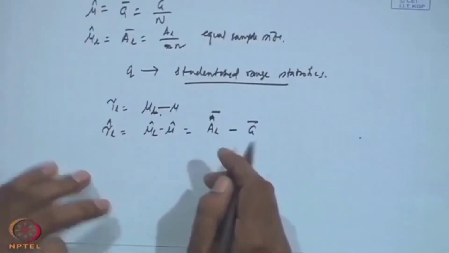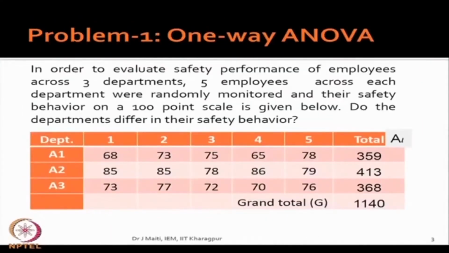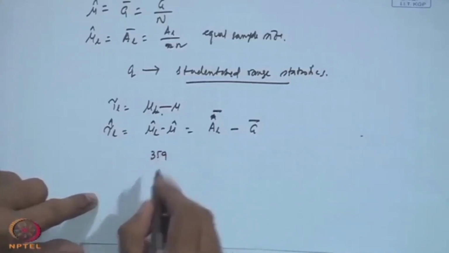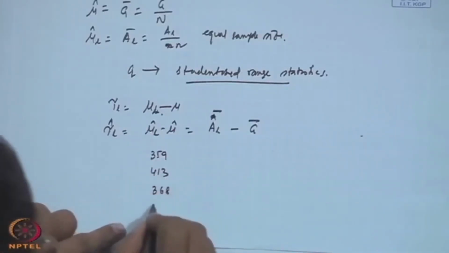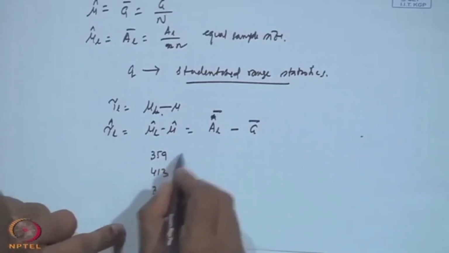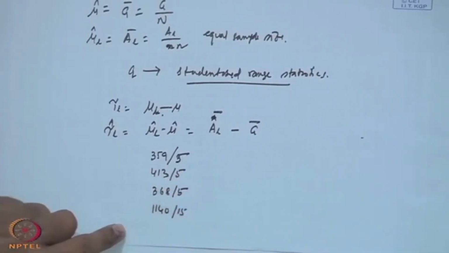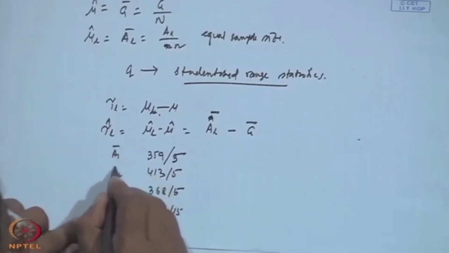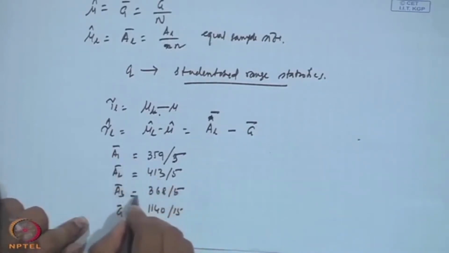So we know all those values. Now what is your A L bar? This is A L: 359, then 413, then 368, and the grand total is 1140. So here you divide it by 5, here you divide it by 5, here you divide it by 5, and here you divide it by 15. Then A1 bar, A2 bar, A3 bar and G bar will be equal to this.